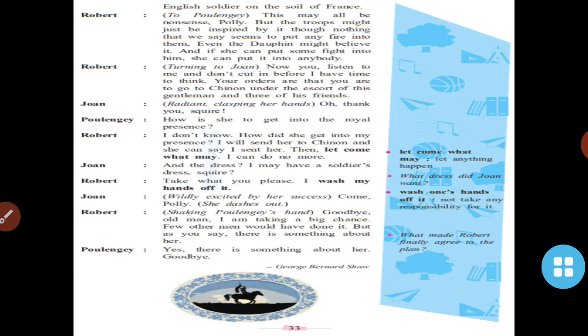Means Robert gave John the permission to go to the Chinon, take the soldiers and go for the war. Okay, now John is thanking Robert.